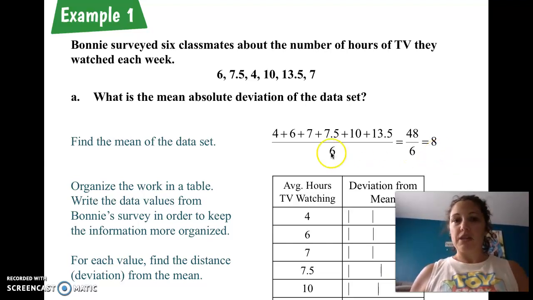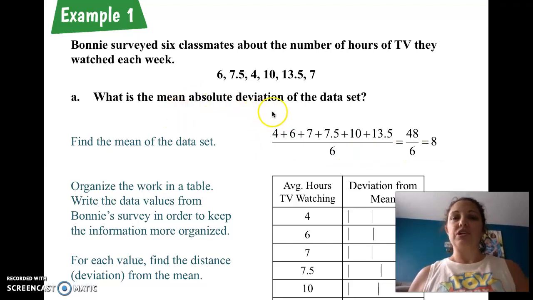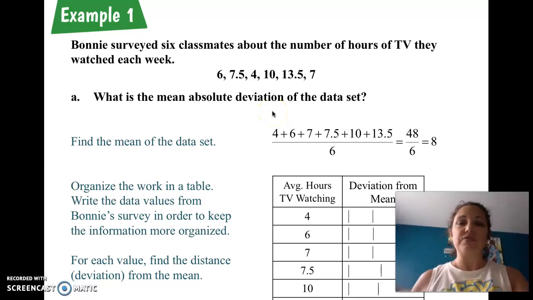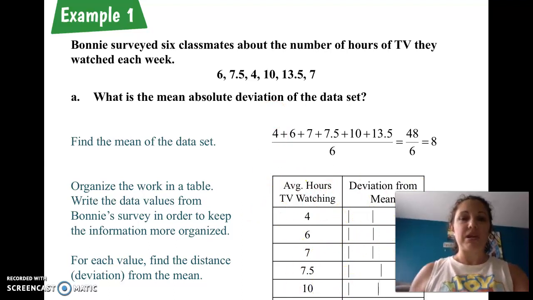But that's not what they want. They want the mean absolute deviation. So we want to know about how far away each of those values is from 8. So we're going to set up a table here. I do apologize for these lines. I tried to get rid of them, but I was unsuccessful. So each of our numbers from up top are in the table here: 4, 6, 7, 7.5, 10, 13.5. And we're going to use subtraction to figure out how far away they are from the mean.